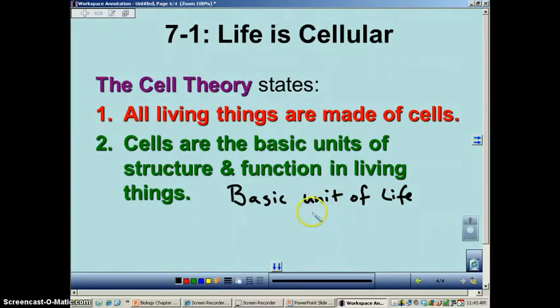Now, another thing that you want to remember is if you're not a cell, you are technically not alive. So a virus would not be considered a living thing because it's not made up of a cell.